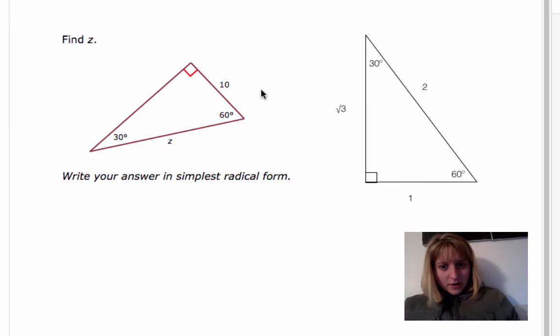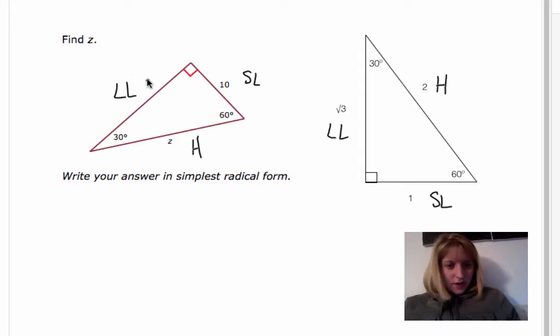Here's our problem here. There's the ratios. Let's identify each leg of the triangle. Our hypotenuse is across from the 90 degree. The short leg is across from the shortest angle, so this is the short leg. And the long leg is across from the 60 degree angle. I'm going to go ahead and label them on our example over here again. This is the hypotenuse. Across from 30 is short leg. Across from 60 is long leg.